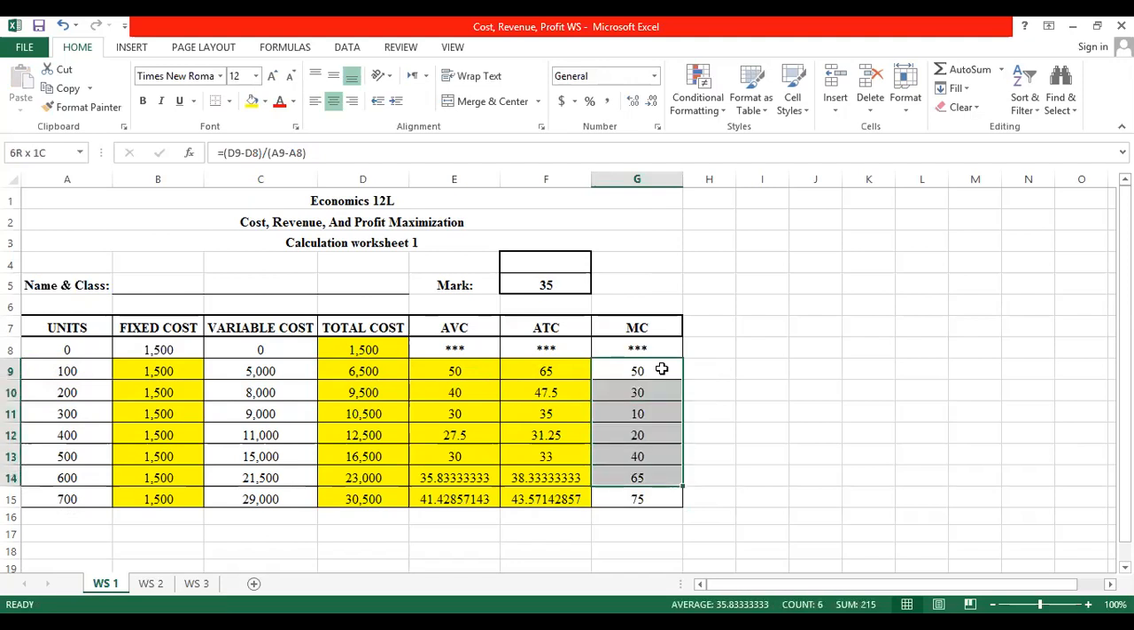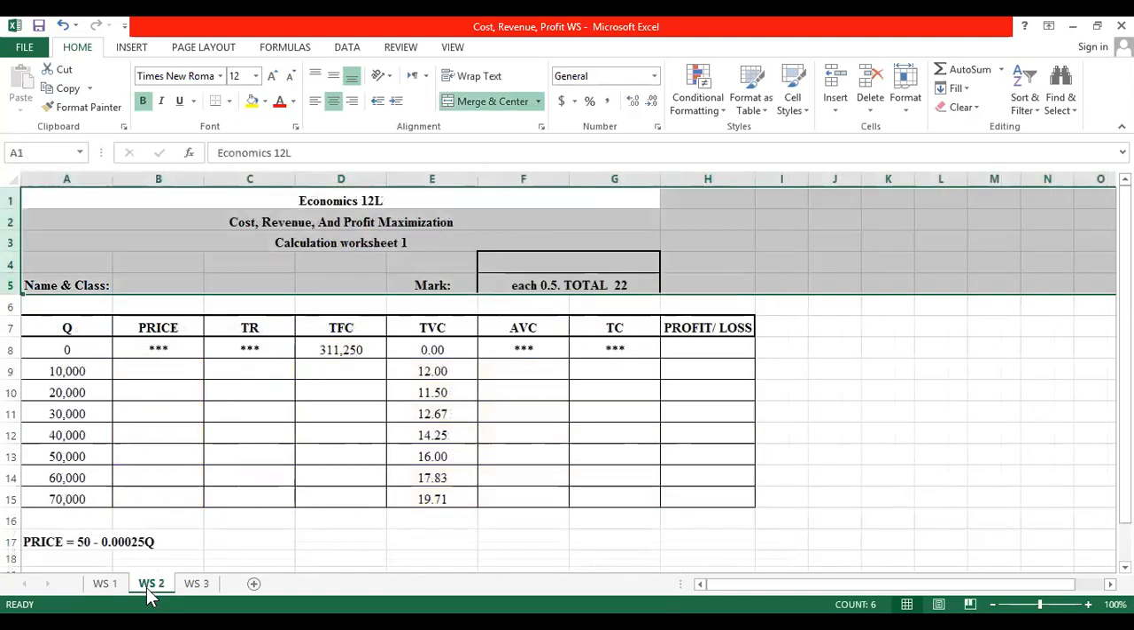So as you can see, when you calculate it in Excel, it's very simple. In case, due to some reason, you cannot use your Excel to calculate, you can do it manually, but using the same formulas when you are calculating manually on your calculator. The first worksheet is done. Very good. Let's go to worksheet number 2.